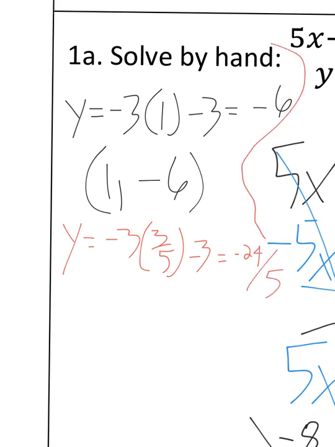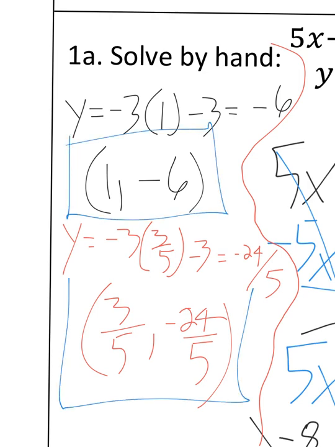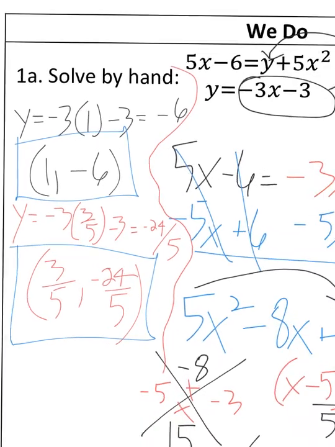Here, I'll draw this. All right, so that means my other answer is 3 over 5, comma, negative 24 over 5. And that would be officially my two answers. I need to get the x and the y. So that's number 1, solving it by hand.